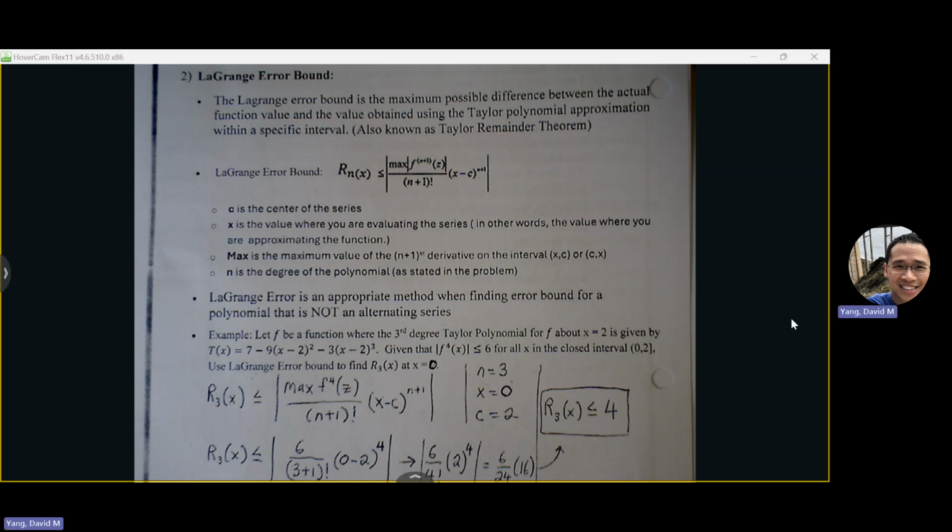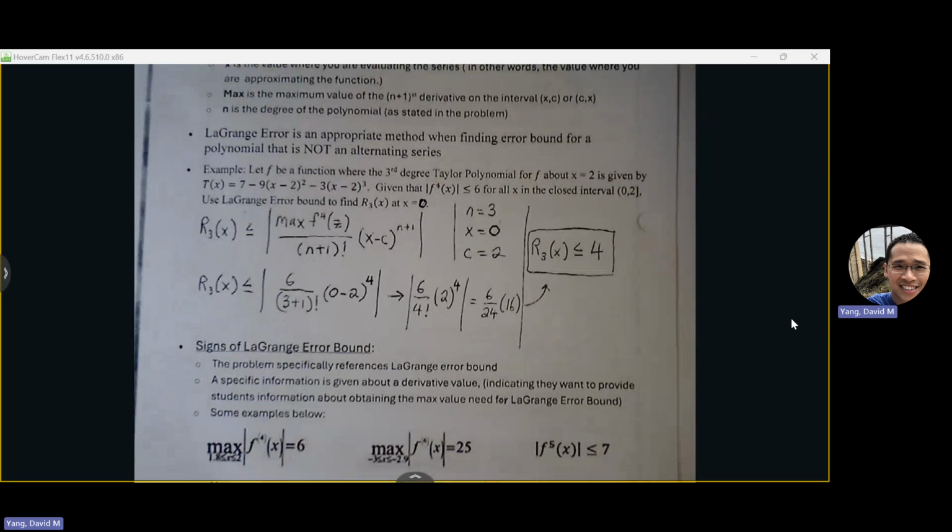Oh, I'm sorry. Yeah, about x equals 2. Yeah, so the center is C. Sorry, yeah, that's right. So about x equals 2, C equals 2, and then asking you to evaluate at x equals 0. So in this case, x equals 0. I guess it really doesn't matter that much because we have the absolute value around, as long as we have both values in play.